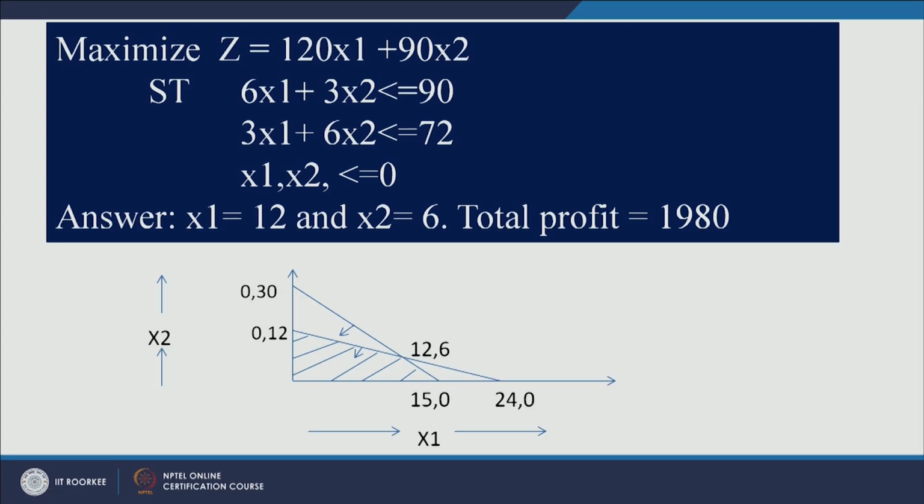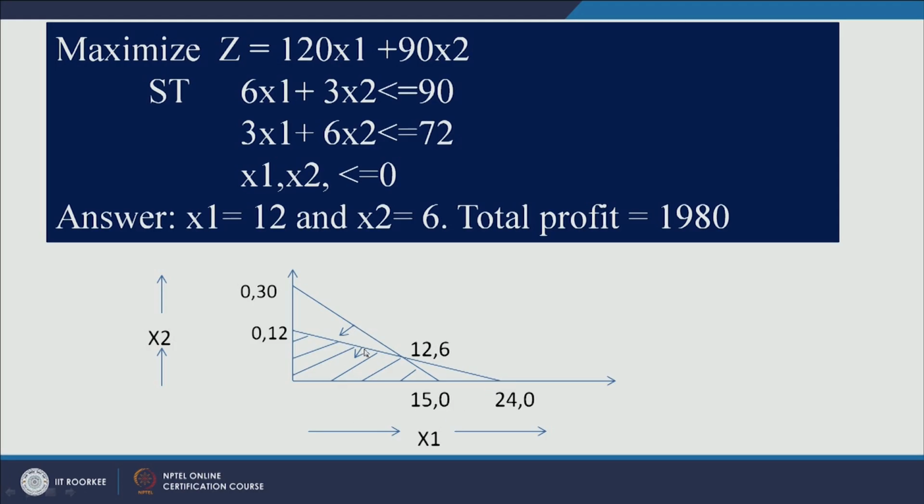So x1 is equal to 0 here, x2 is equal to 0 here, you have x1 equal to 15. So this point, right? If you look at the second constraint, if you put x1 equal to 0, x2 is equal to 12, right? And when you put x2 equal to 0 here, x1 is 24. So this area is common to these two constraints, right?